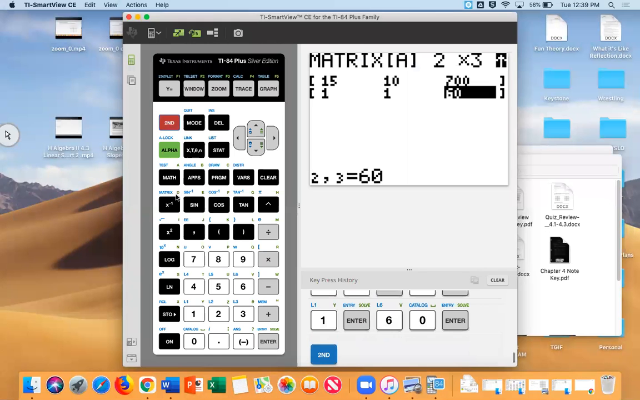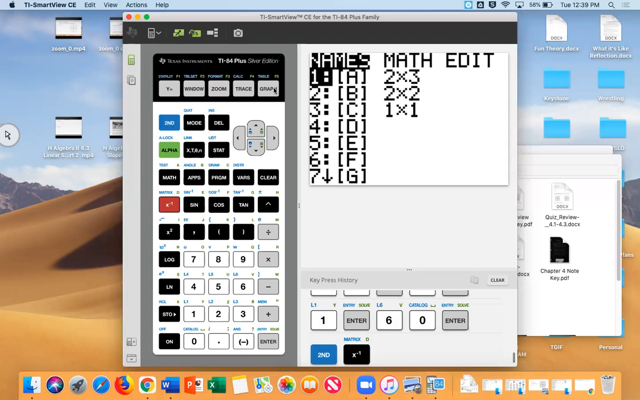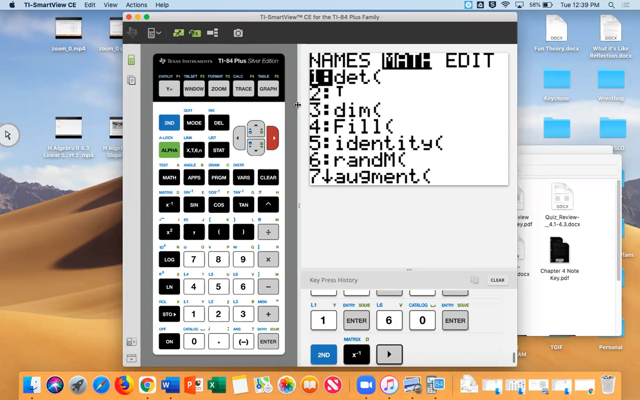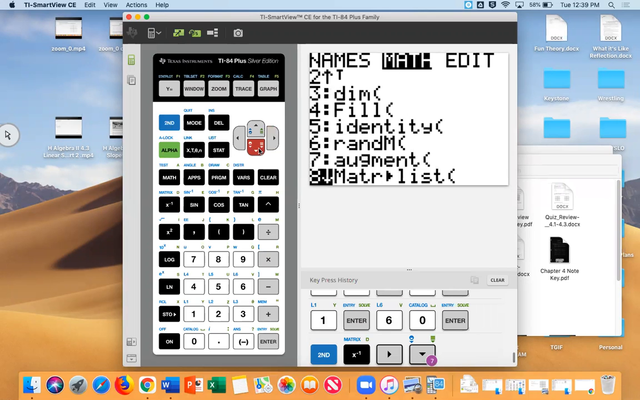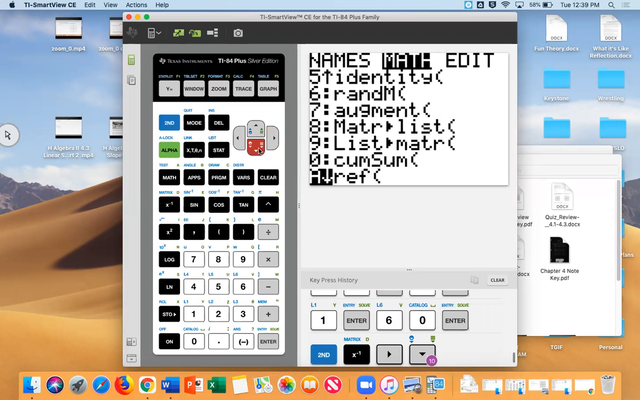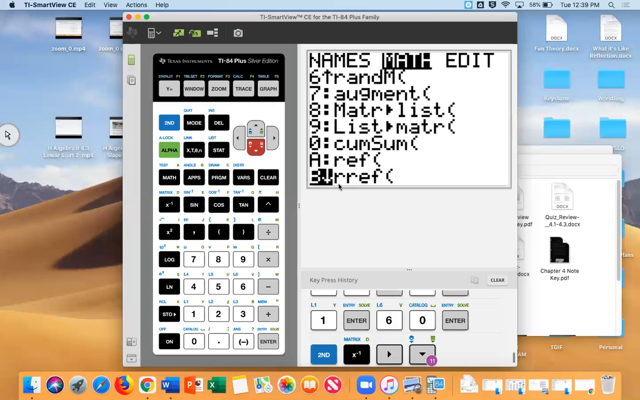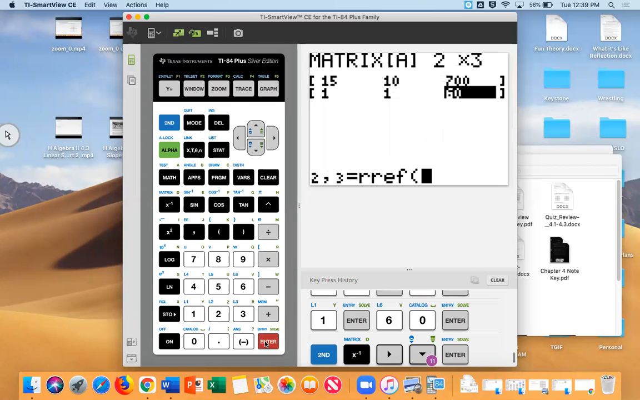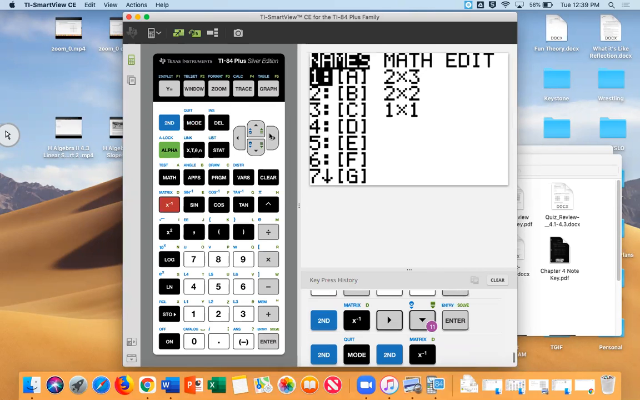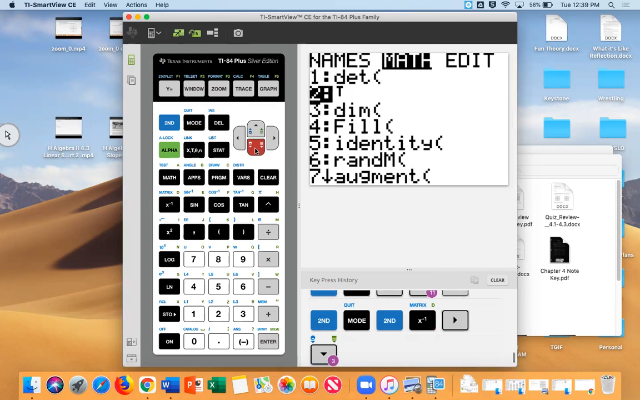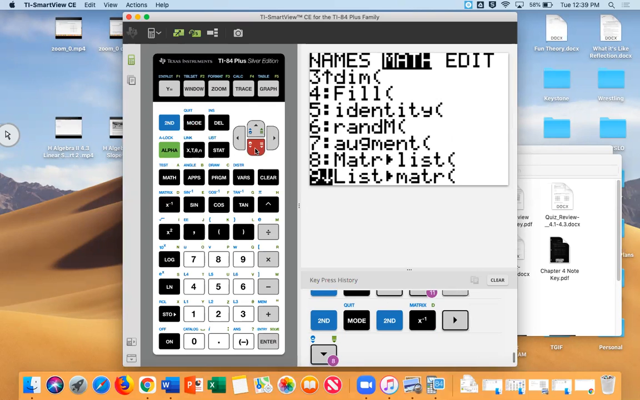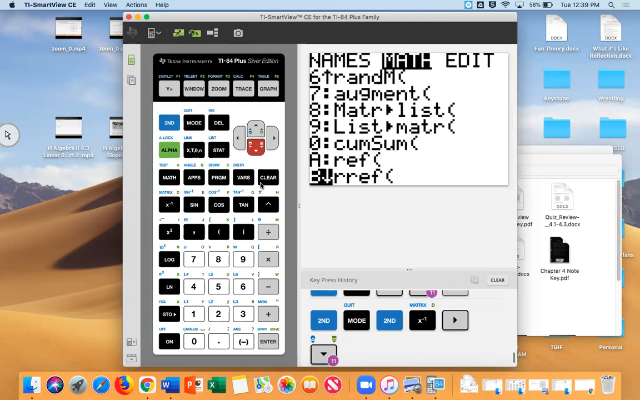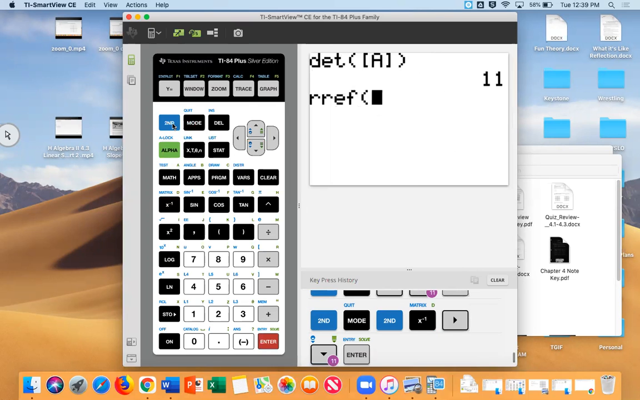We're going to go back into matrices. We're going to go over to math. And now we're going to scroll down to RREF, which is B. We're going to hit enter. So we're going to go over to RREF, which is B, and we're going to call up A.